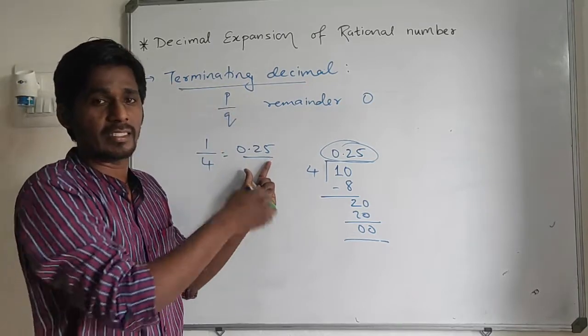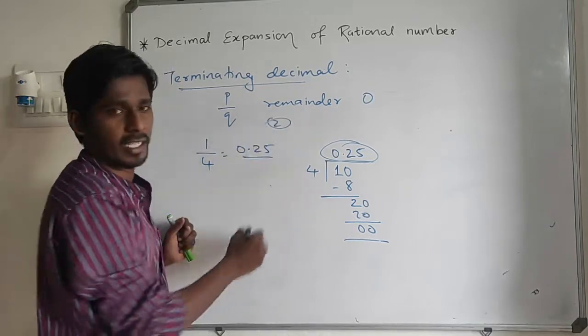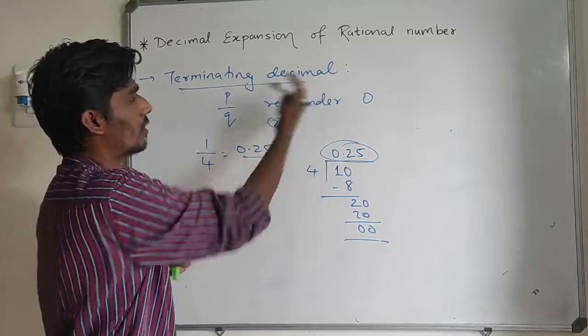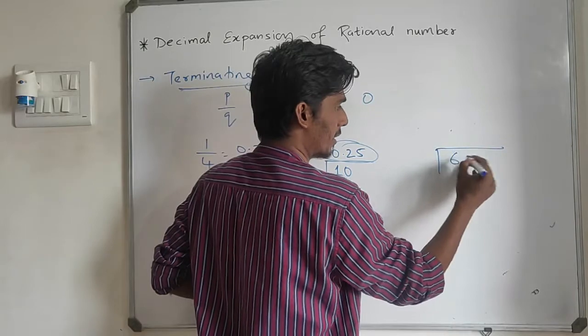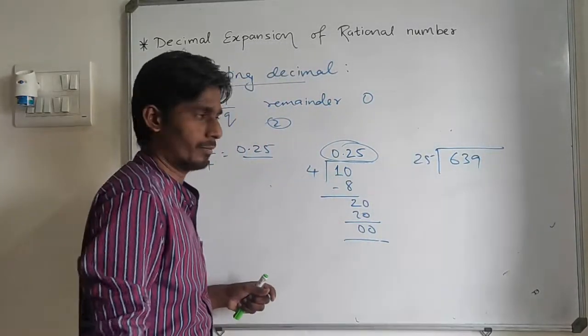The word terminating itself says it ends somewhere. So how many decimals are here after the point? 2 decimals are there. So it is countable to find the decimals. Such decimals are terminating decimals.